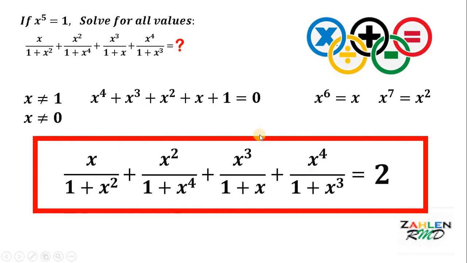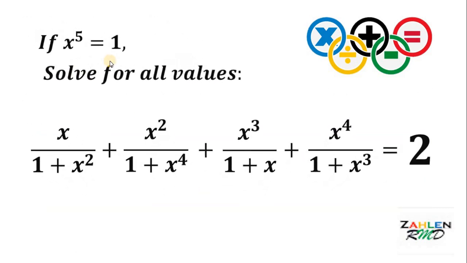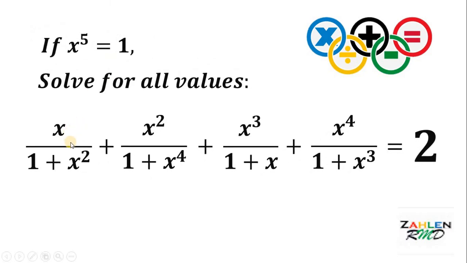Therefore, if x raised to the fifth power equals 1, the value of this expression, x over 1 plus x squared all over 1 plus x to the fourth plus x cubed all over 1 plus x raised to the fourth all over 1 plus x cubed is definitely 2. And as always, we're done.